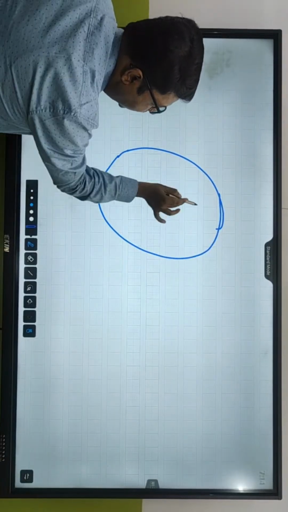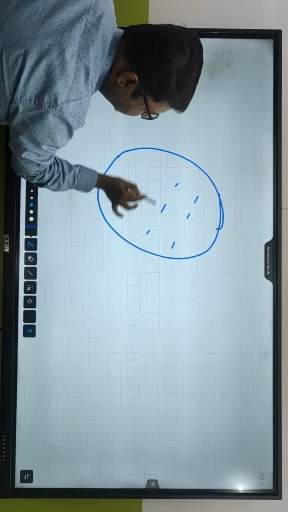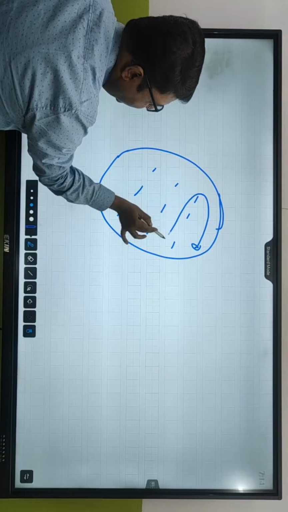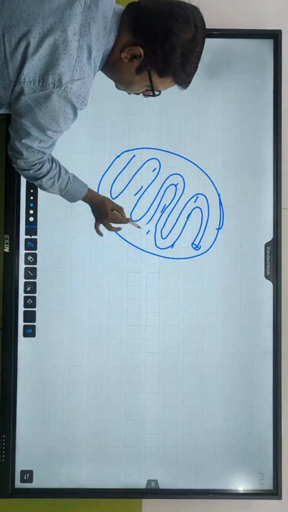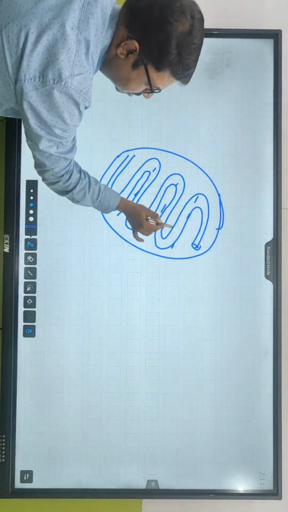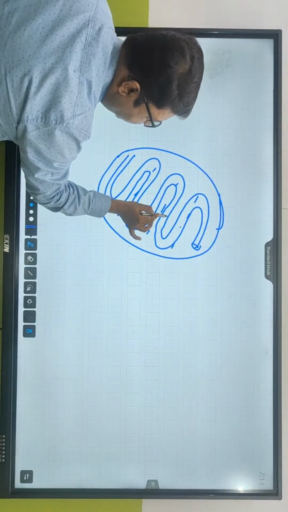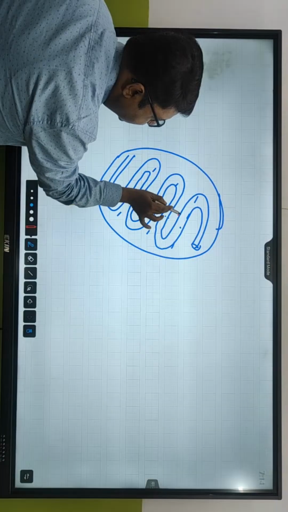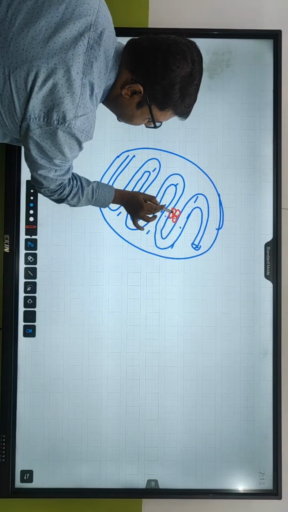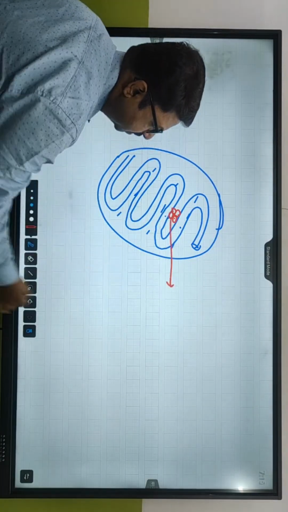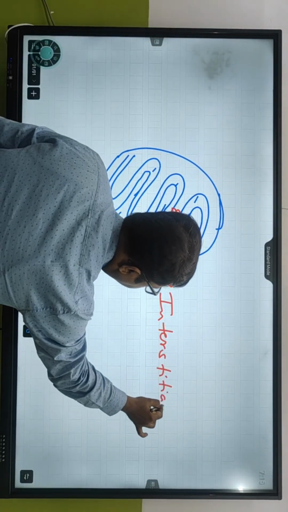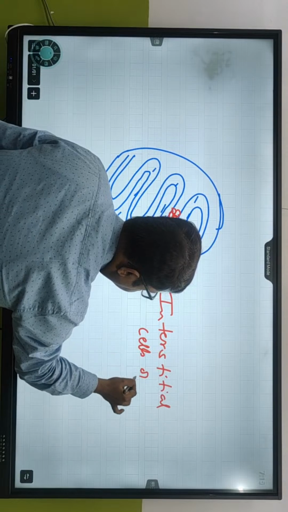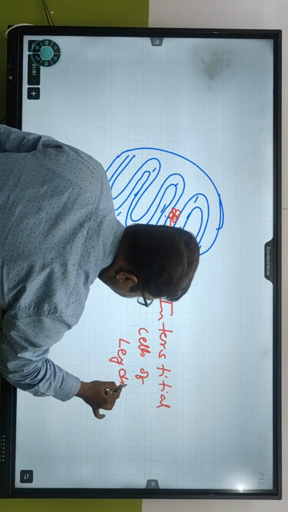If this is the testis, it has testicular compartments. We are not going to get into the details of it. They have seminiferous tubules. Let's consider these are seminiferous tubules. Now can you see some gap between two seminiferous tubules? Yes, this is a gap. This gap contains specialized cells, and these cells are called interstitial cells of Leydig.